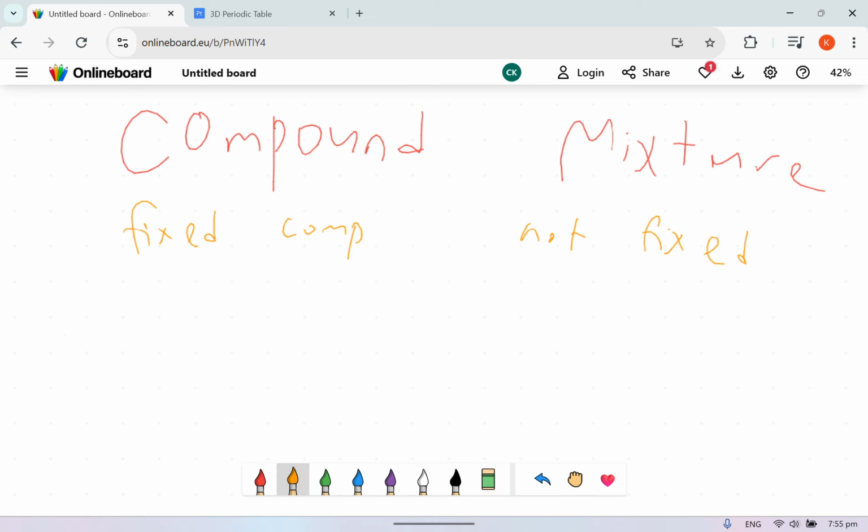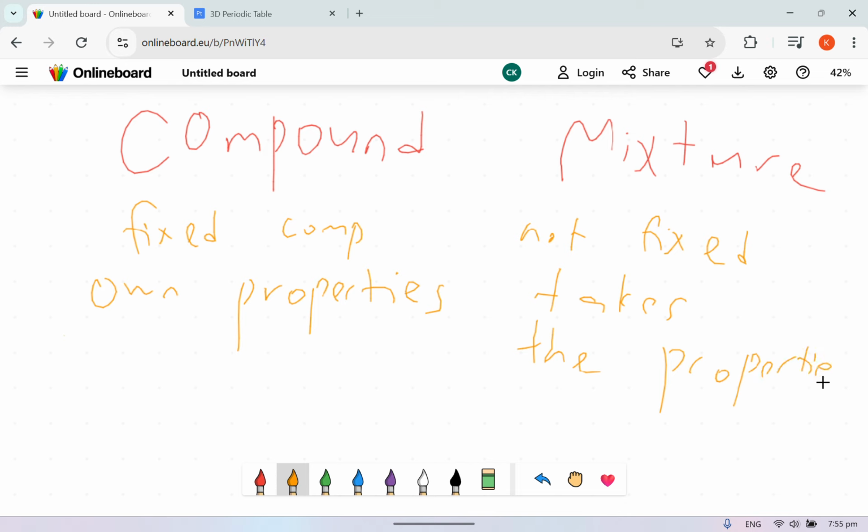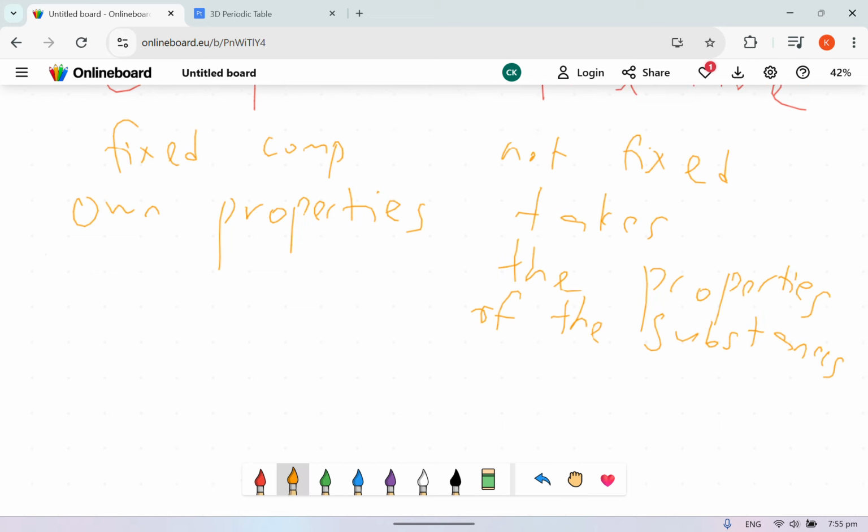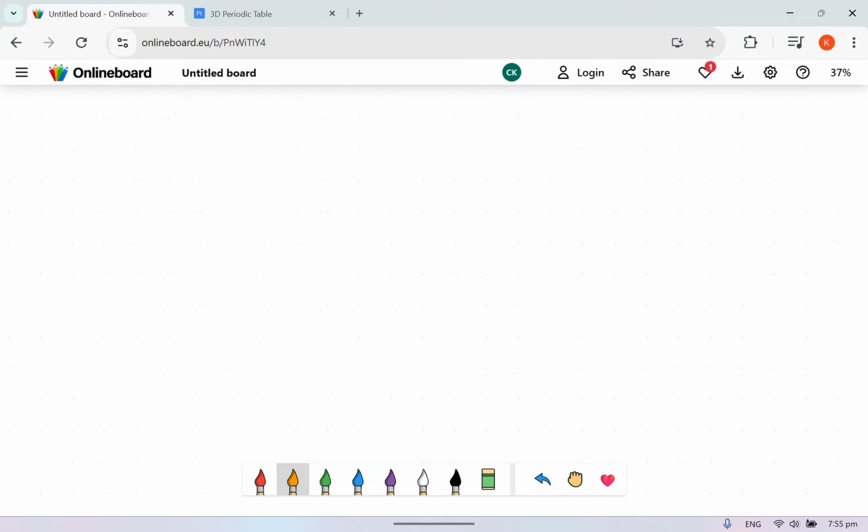It has its own set of properties that it makes up on its own, but mixtures don't. Because mixtures are just not chemically combined, they're just random stuff thrown inside. So basically, it takes the properties of the substances that it's made up of. The properties are all basically just copycatted from the original substances. Okay, I'm not gonna write the full thing. You get my point. Now, compound.